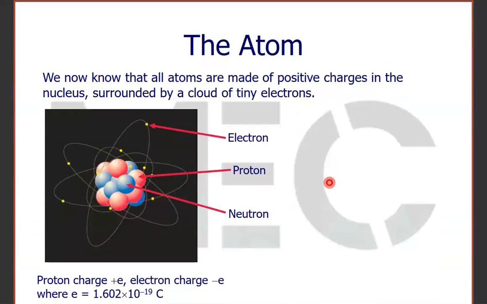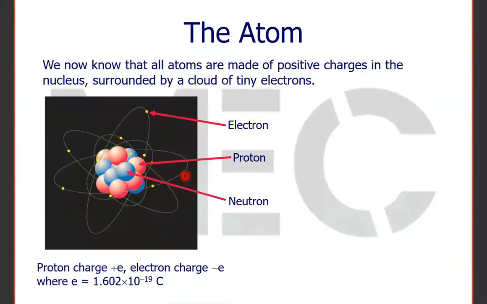Okay, let's start. The building block of all matter is the atom, and as we know, inside the atom we have some particles. We have electron, proton, and neutron. Electron is negatively charged, proton is positively charged, and neutron is neutral. These charged particles are the reason for every charged material or charged object.